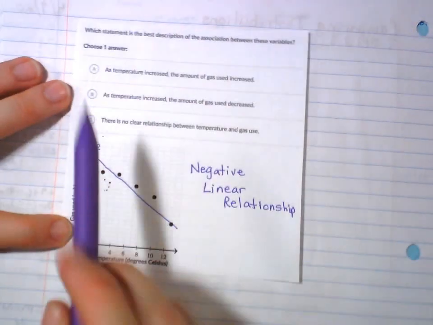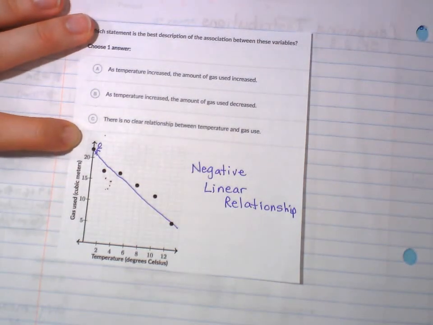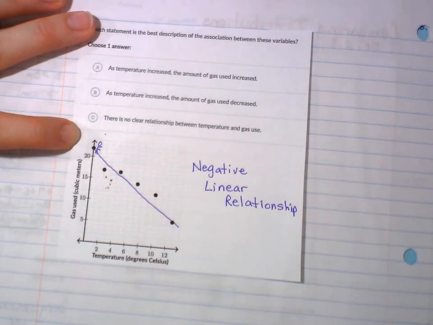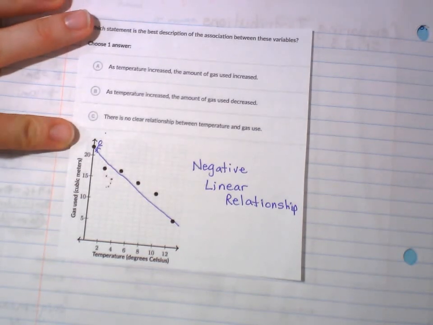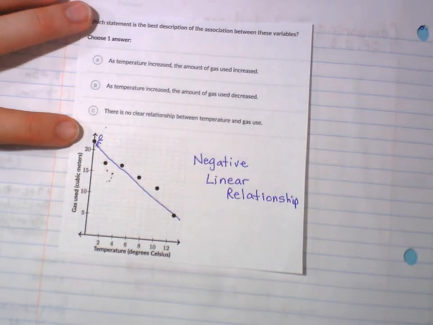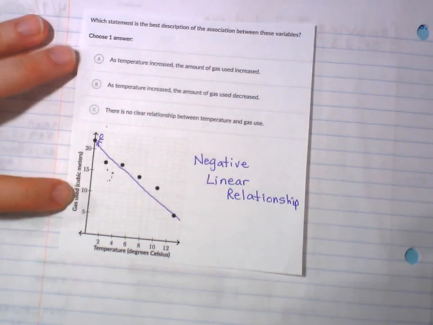A, as the temperature increases, the amount of gas used increased. B, as temperature increased, the amount of gas used decreased. C, there is no clear relationship between temperature and gas used. So I want you to pause the video and actually analyze the scatter plot. Think about which one do you think is the right answer choice. Actually do this, guys.